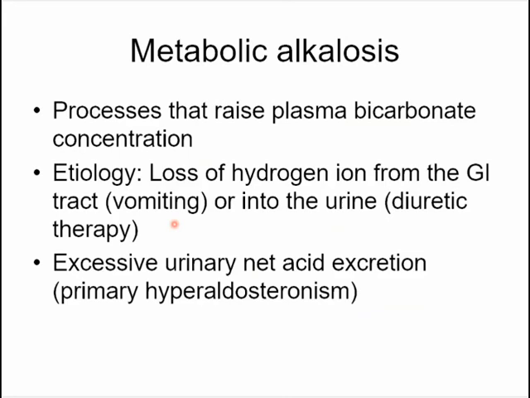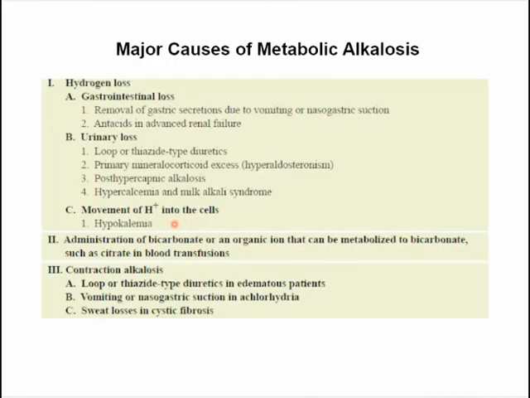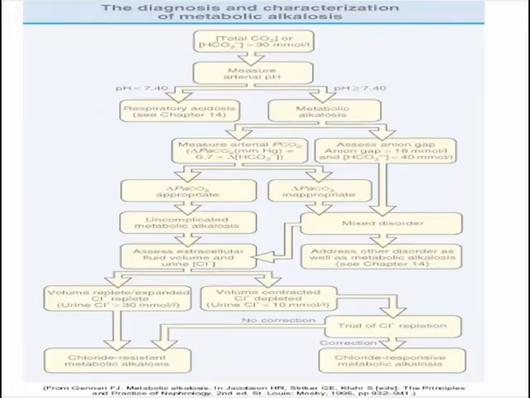And your metabolic alkalosis are processes that raise plasma bicarbonate concentration, including the loss of hydrogen ion from the GI tract, which I had mentioned earlier, and your excessive urinary acid excretion. So major causes of your metabolic alkalosis will include hydrogen loss, administration of bicarbonate or organic ion that can be metabolized to bicarbonate, and what is called contraction alkalosis due to your loop or thiazide type diuretics in edematous patient, or vomiting or NGT suction in acromegalia, or sweat losses in cystic fibrosis.